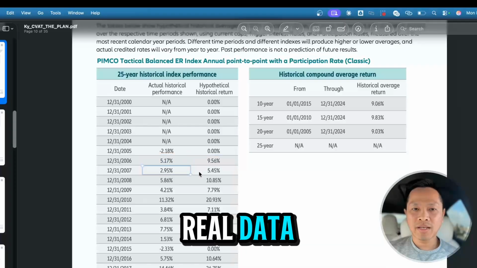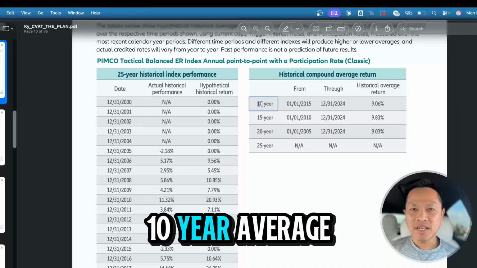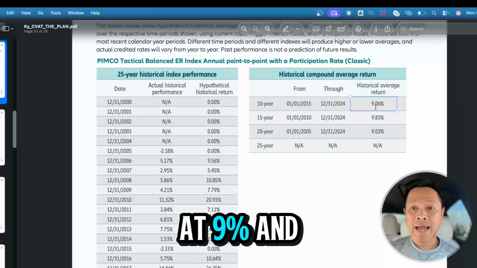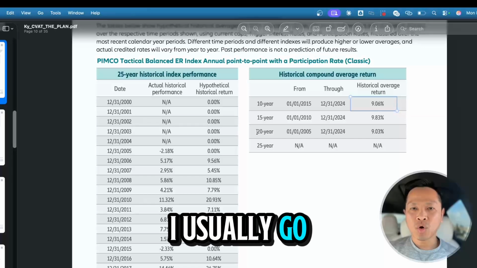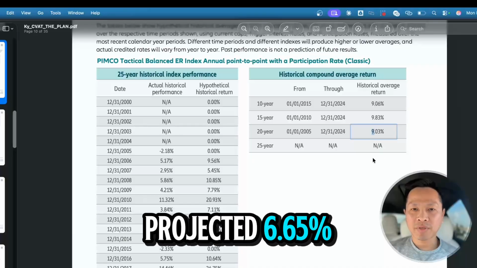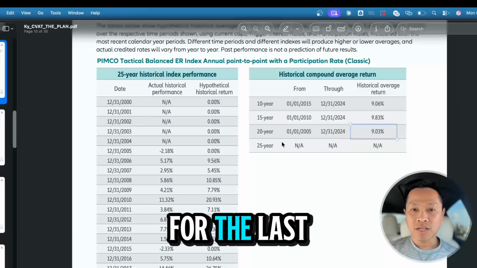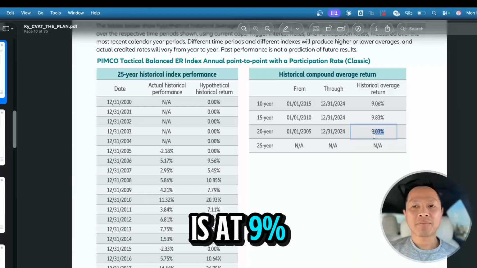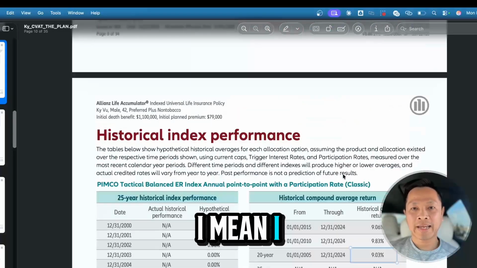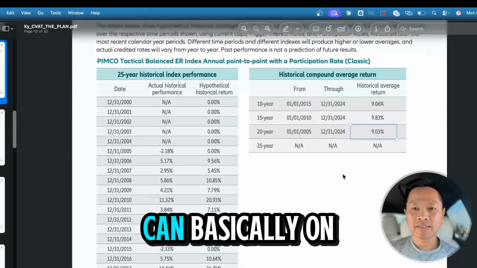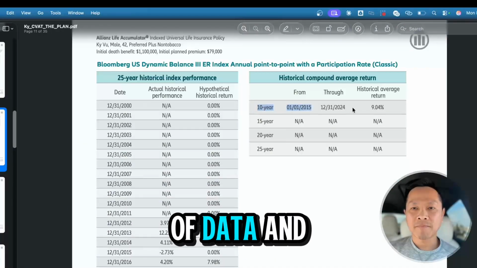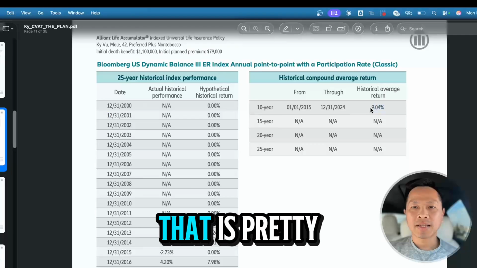So this is real data, and as you can see right here, for the last 10-year average, the index is up at 9%, and I usually go with the longest data, which is 9%. So I only projected 6.65%, but the actual for the last 20 years is 9%. So my cash value is going to be way better if that happens. I mean, I can't predict the future, but this is all I can base it on, right? And the other index is a little new, so we only have 10 years of data, and it's around 9%. That is pretty crazy, right?